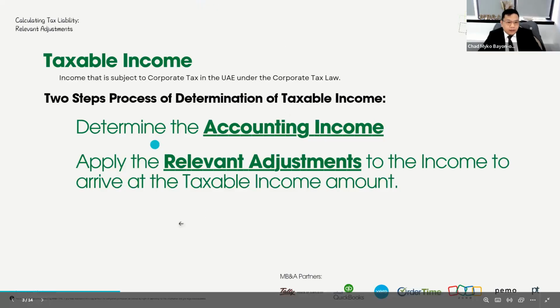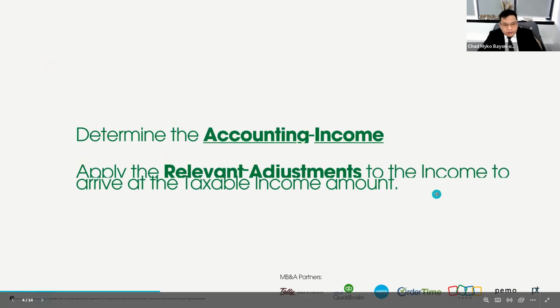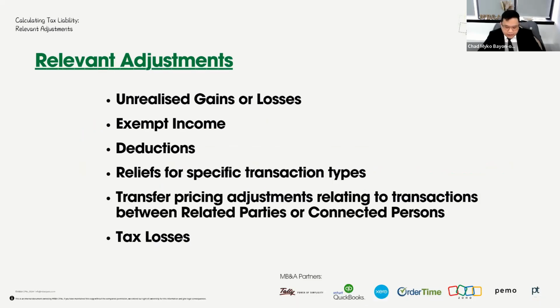So again, going back, these are the 2 steps in determining the taxable income. I think we have done the realization already from last time, and we have identified the relevant adjustments that we have to reflect. The first adjustment is related to the election of whether we will have the realization basis on recognition of gains and losses. Second is the exempt income. There will be an adjustment on the exempt income. If it is exempt, it should be deducted from your accounting income.